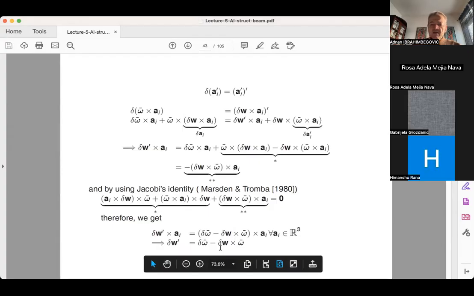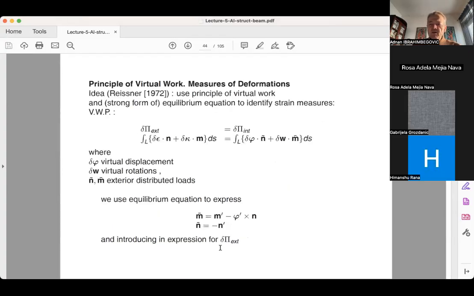vector. Hence, I conclude that delta W prime is the same as delta omega tilde minus delta W cross omega prime. So I'm more in the business, basically, because now I know how to build corresponding variations for these rotations and corresponding variation, of course, for displacement. So I can now appeal without any fear to the principle of virtual work. And this was basically the idea of Reissner.